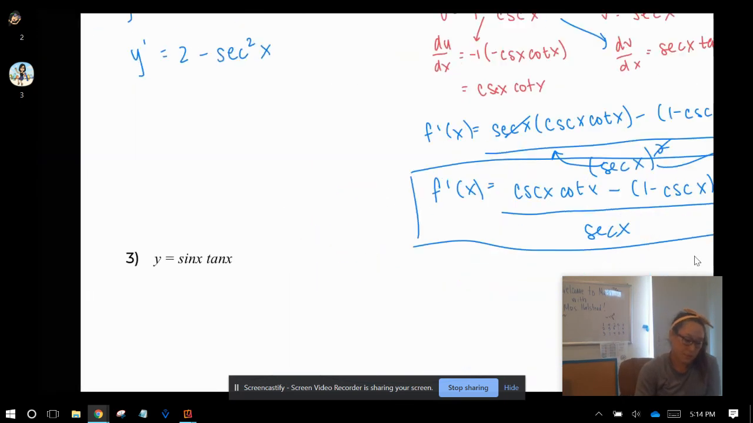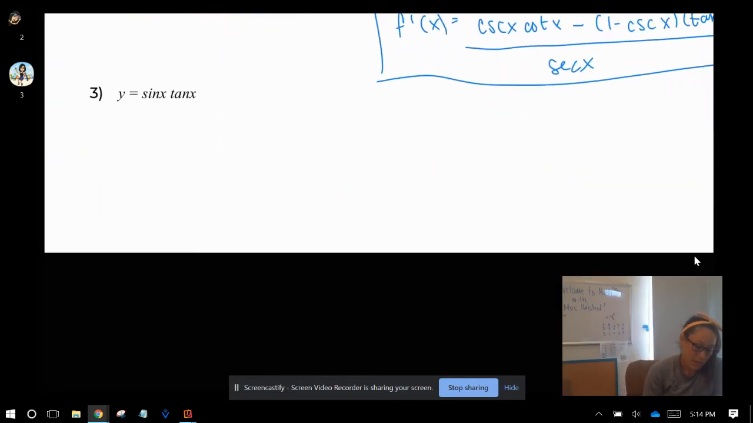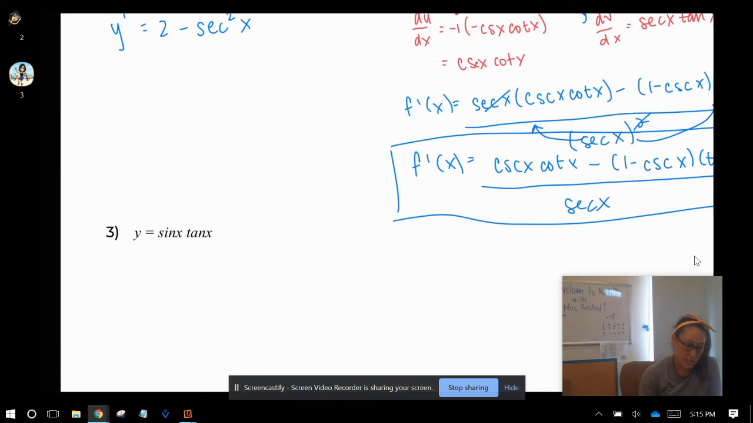Okay, last one. Sine x tangent x. There's a lot of ways to solve this one, but because I just have two trig functions being multiplied together, I am just going to use the product rule to take the derivative. So u is sine and v is tangent. So u is sine x and v is tangent x.